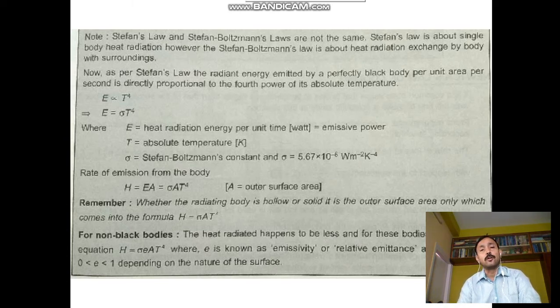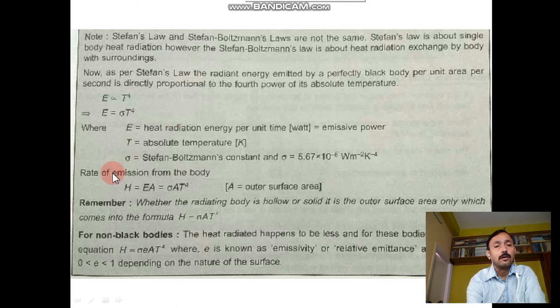As per Stefan's law, the radiant energy emitted by a perfectly black body per unit area per second is directly proportional to the fourth power of its absolute temperature. E is directly proportional to T^4. So E is equal to sigma T^4, where sigma is known as Stefan Boltzmann's constant and its value is 5.67 × 10^-8 watt per meter square Kelvin to the power 4.